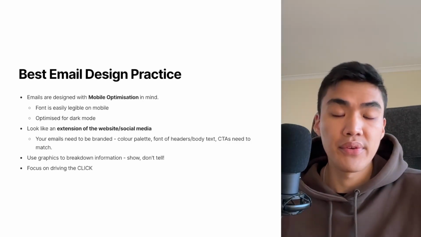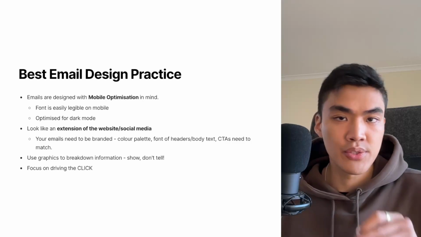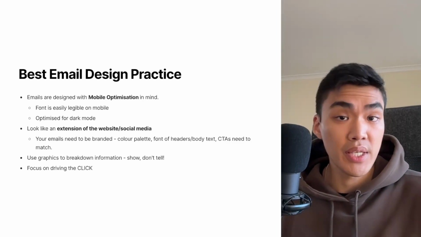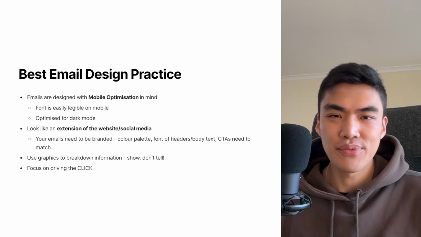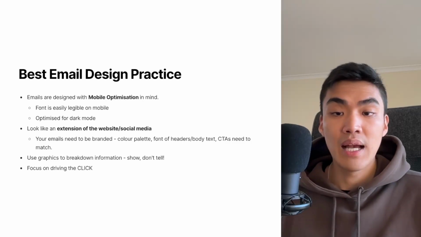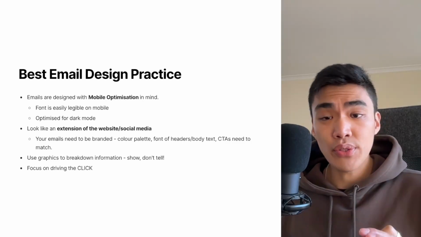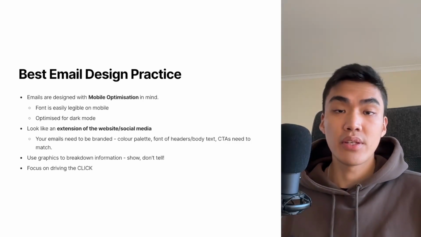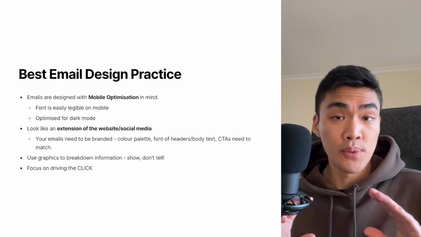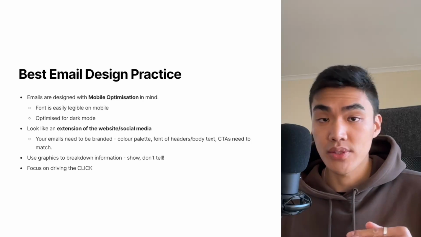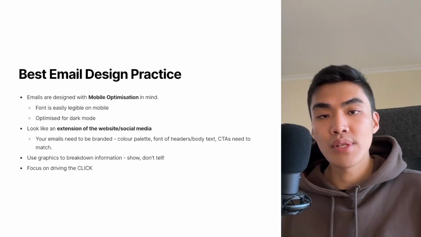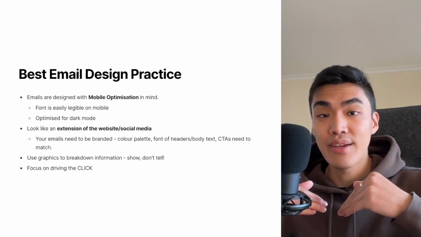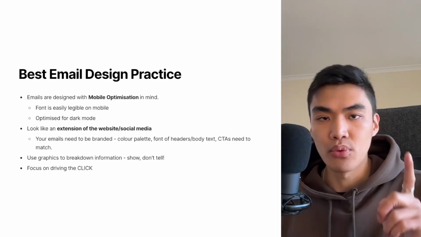Next, you want to use graphics to break down any information, right? This is really pushing that concept of show, don't tell. It's a lot easier for your customers to skim read your emails if there are easy graphics that they can understand. And finally, you want to focus on driving the click. So the two key things here are having your CTAs nice and big and super, super obvious, right? You want to have them contrast the rest of your email. And then you want to use strategies of visual hierarchy to make sure that the CTA is where people are naturally going to click.